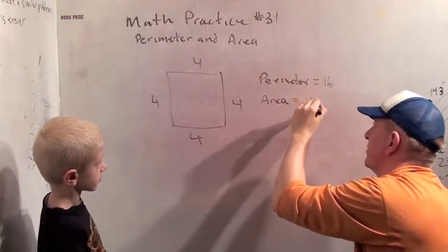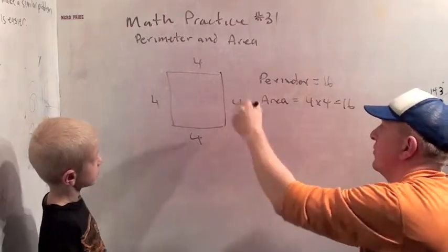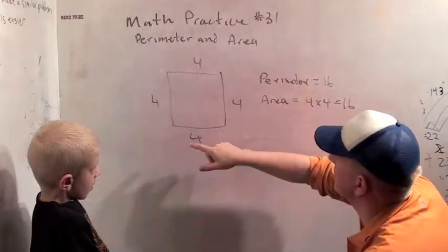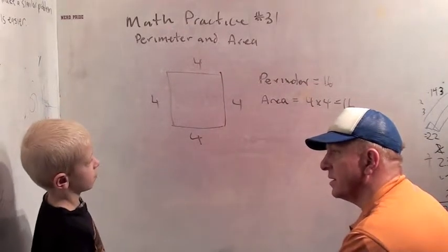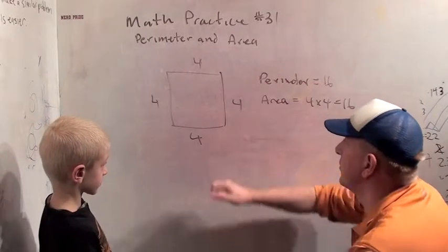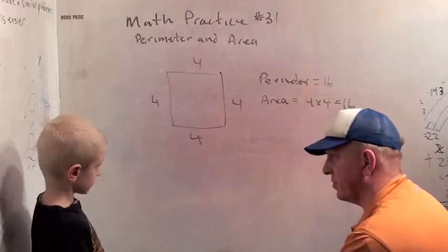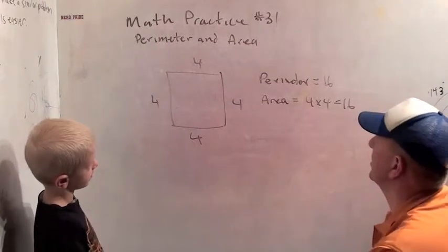It's 4 plus 4 plus 4 plus 4. Right, or 4 times 4, which is also 16. So in a 4 by 4 square, the perimeter is 16, going all the way around. And there's also 16 blocks in it. That's pretty neat, right? Do you want to do one more square, or do you want to do a special shape for your introduction? Special shape. Okay, special shape.